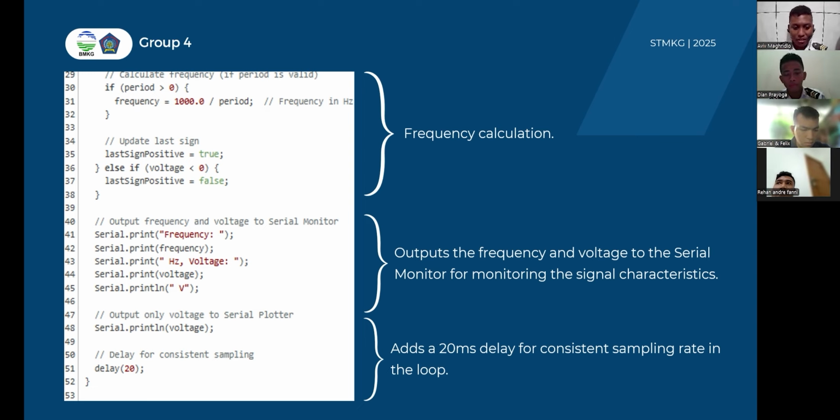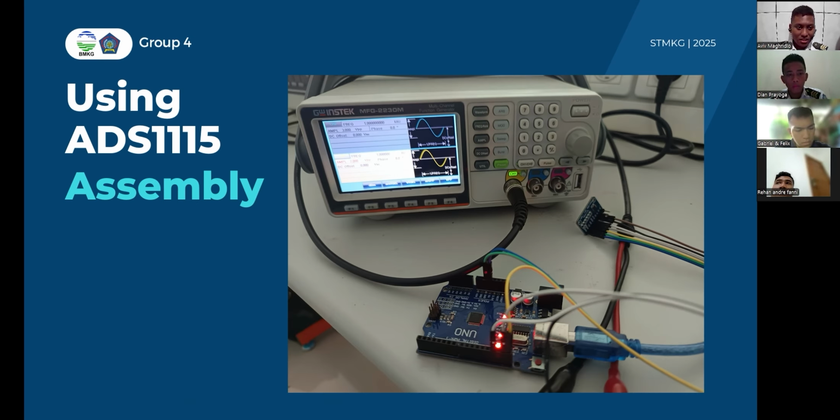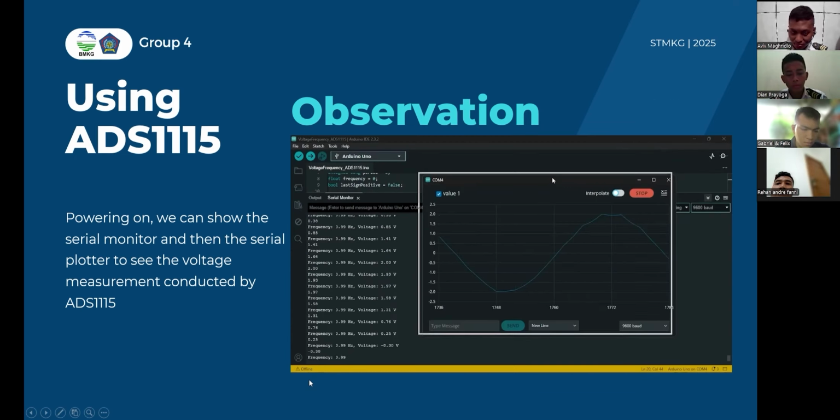After that, we have serial print, which outputs the frequency and voltage to the serial monitor for monitoring the signal characteristics. And at the bottom, we have delay(20), which adds a 20 millisecond delay for a consistent sampling rate in the loop. And as we can see, here's the assembly of our project, using the GW Instek MFG-2230M function generator, which is connected to the ADS1115 via crocodile jumper cables, and it is connected to the Arduino Uno.